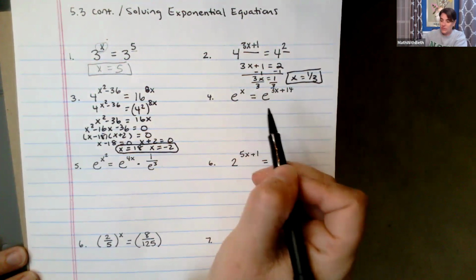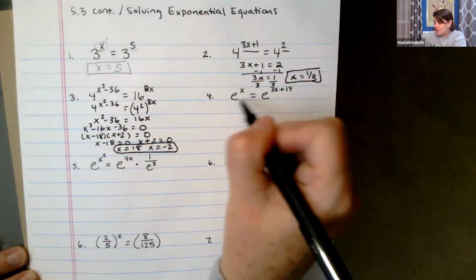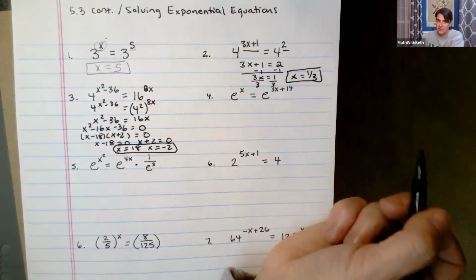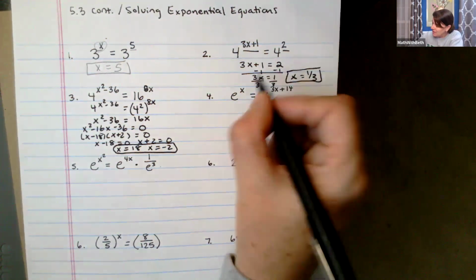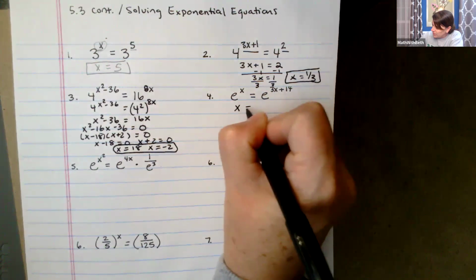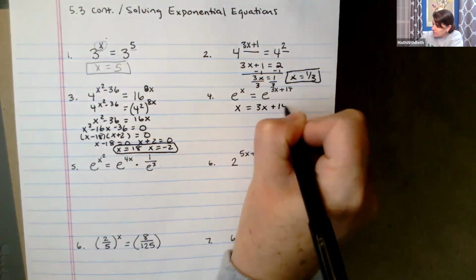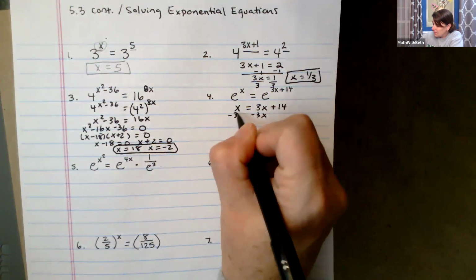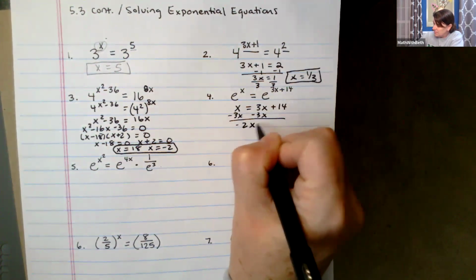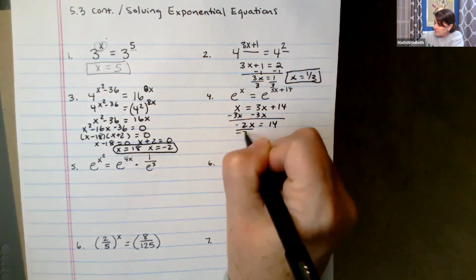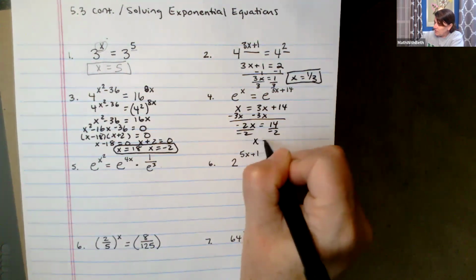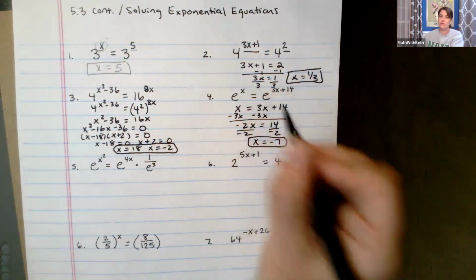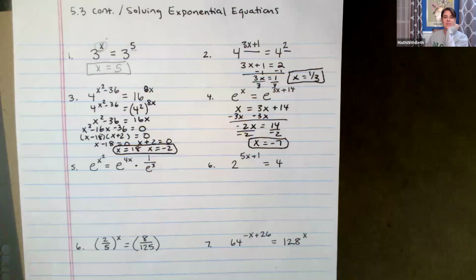Number 4 is ready to go. I just wanted to show you that e is the same as it being a 4, because e is just a number. e is 2.718, and so on. So again, I can just ignore the e's and set the exponents equal, and then decide how to solve. Divide by negative 2 at the end, and you'll get negative 7. Again, if you're ever iffy, plug them in and you'll see that they match.